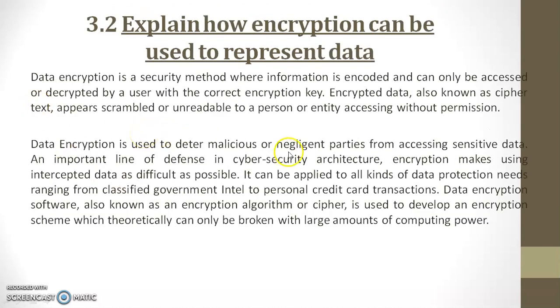3.2 Explain how encryption can be used to represent data. Data encryption is a security method where information is encoded and can only be accessed or decrypted by a user with the correct encryption key. Data encryption is used to deter malicious or negligent parties from accessing sensitive data.